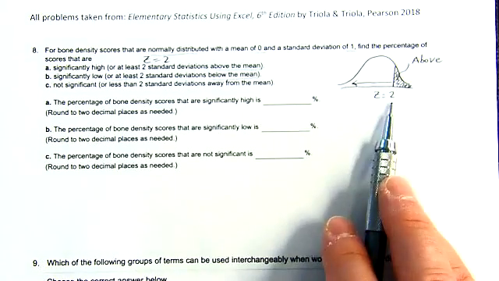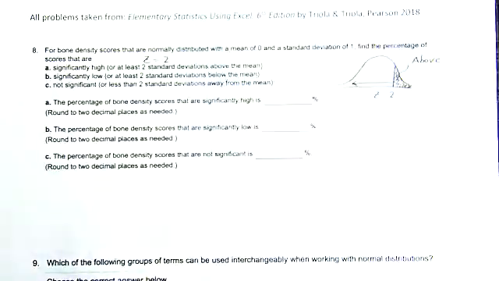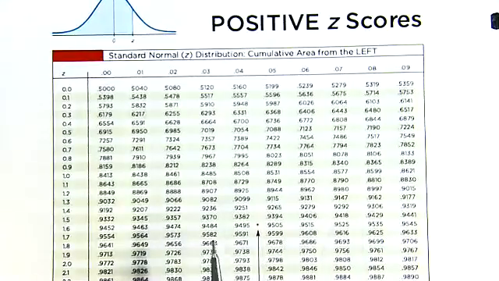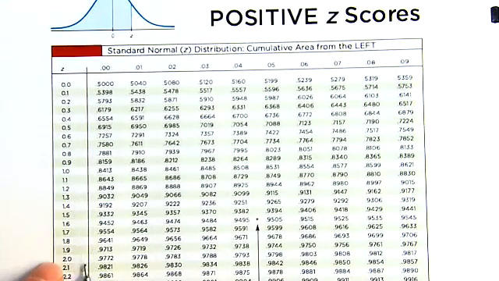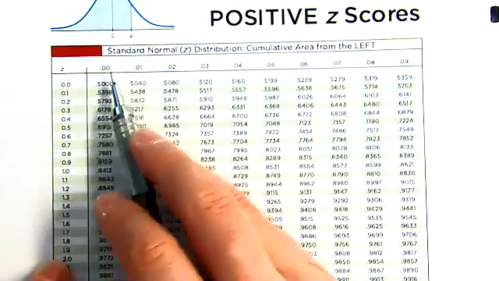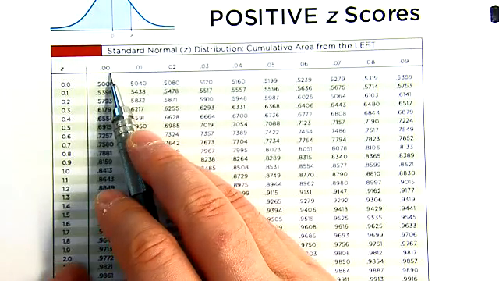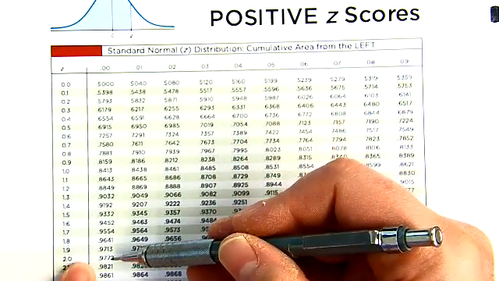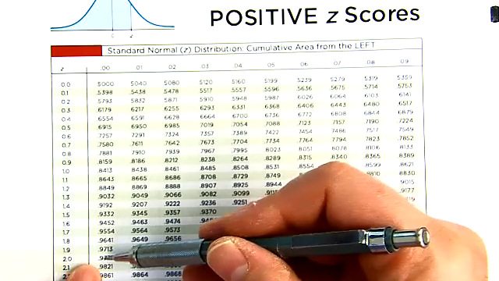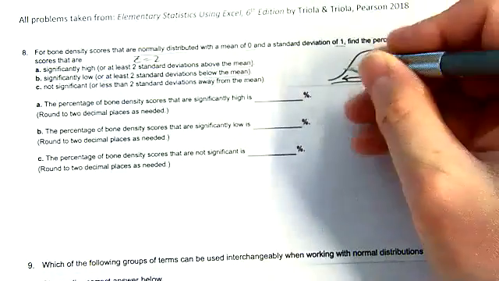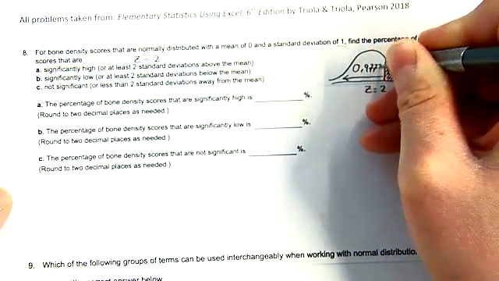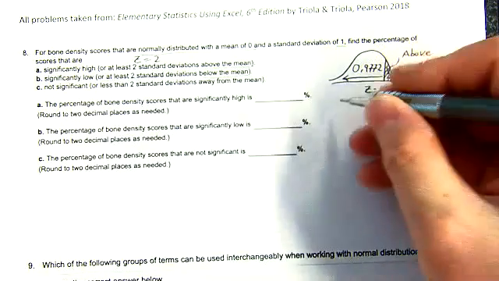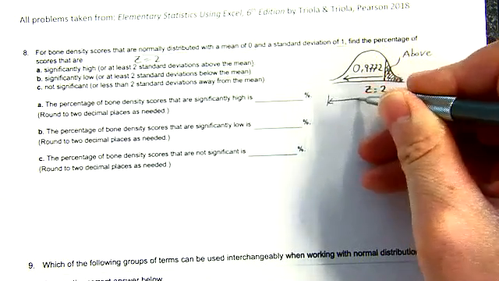So we look for a z of 2. So it's positive. So we'd go down here to 2.000. So 2.0, and then 2 more zeros. So it's this row, 2 row, and the 0 column. And so the area there would be 0.9772. So this white area is 0.9772. Now keep in mind, this whole curve has to add up to 1.